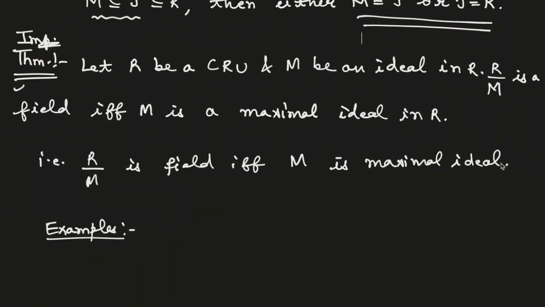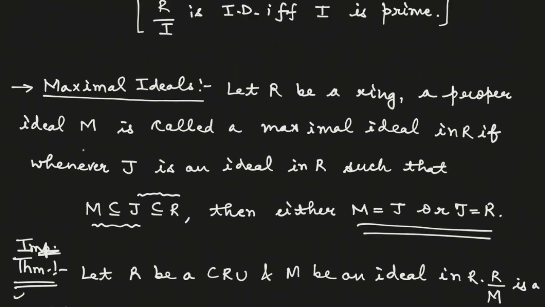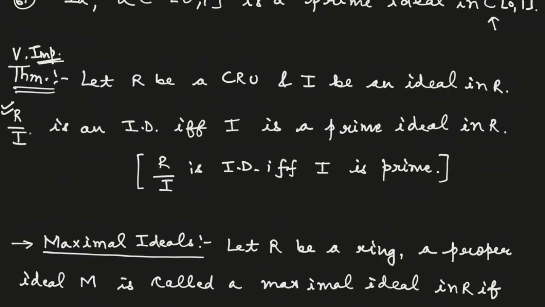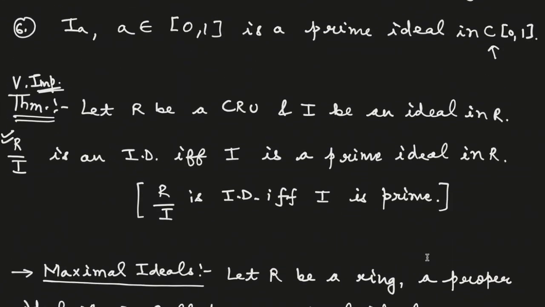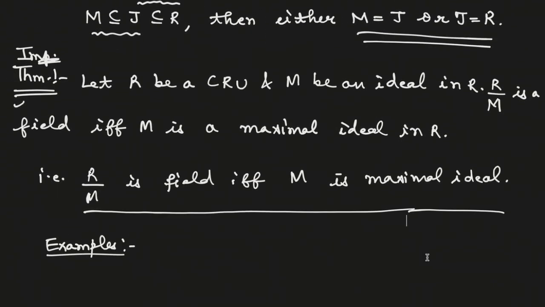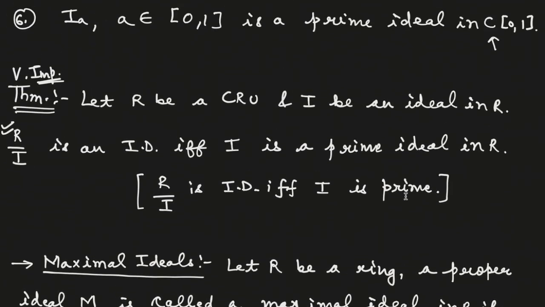Next, this theorem is very important. I was telling that this theorem and this previous theorem both are useful in case of MCQs. Here also R is a commutative ring with unity and M is an ideal in R. Then R by M is a field if and only if M is a maximal ideal. So R by I is an integral domain if and only if I is prime. R by M is a field if and only if M is maximal. Means if field is given, then ideal will be maximal. If quotient ring will be integral domain, then ideal will be prime. This is an if and only if result.